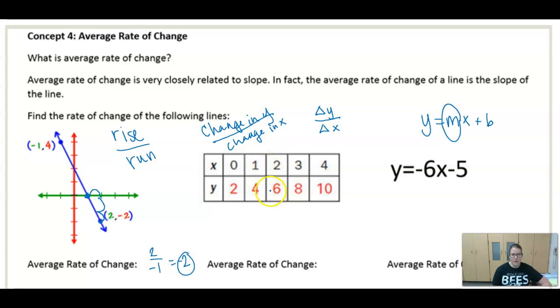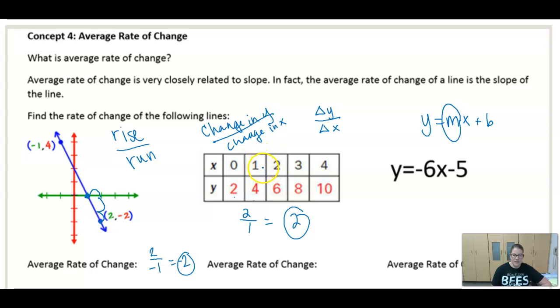On my table, I can tell it's linear because as the x's change by 1 each time, the y's change by +2 each time. So I can see that the change in y is 2 because between any 2 points the difference is 2, and then the x is just changing by 1 every time. So the average rate of change, or the slope, is 2 on this one.